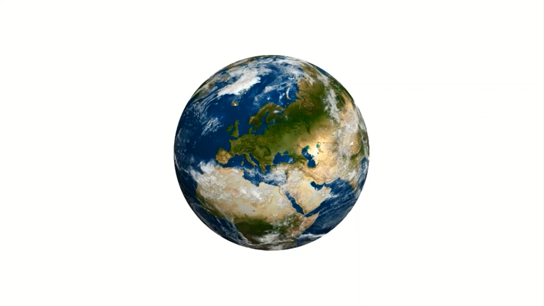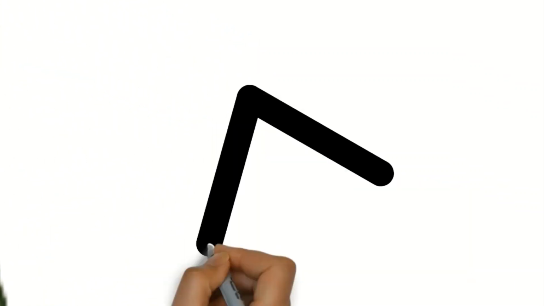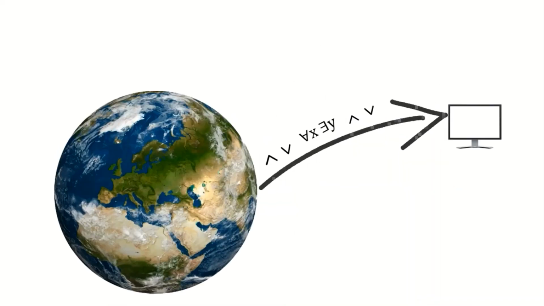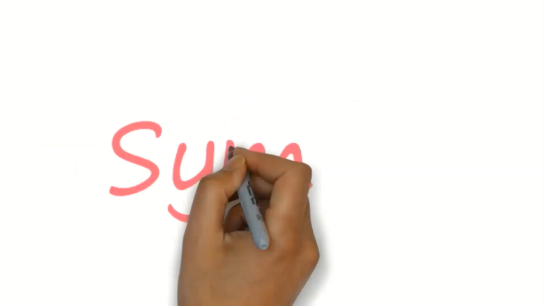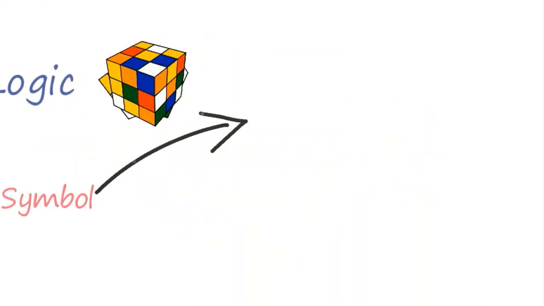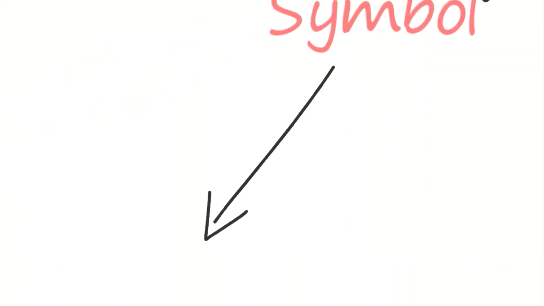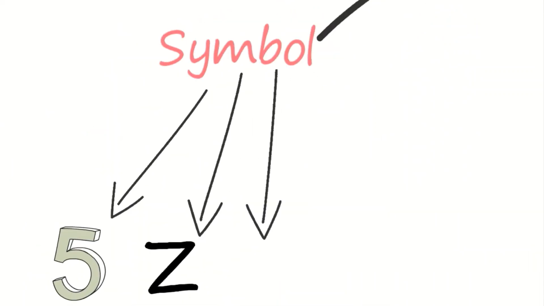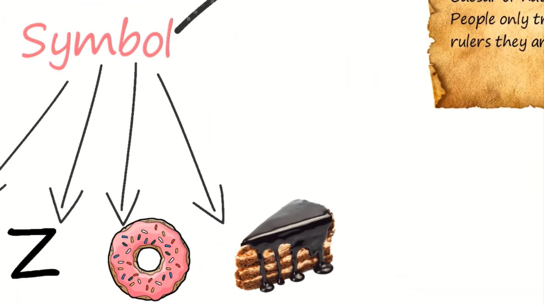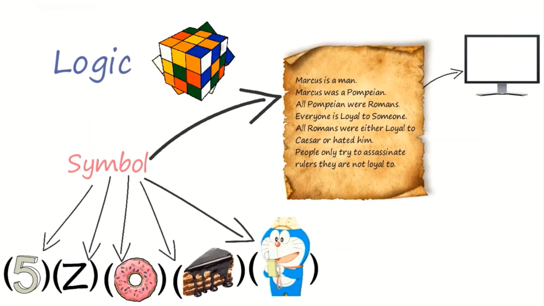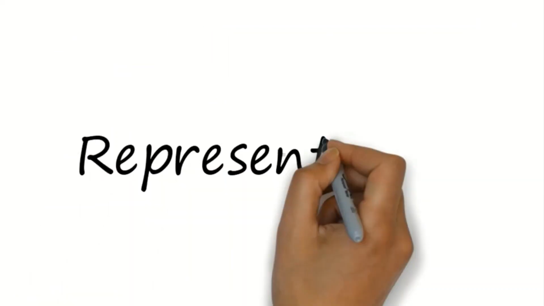So, all we have to do is represent the entire universe we care about as symbols in a computer. Therefore, logic is our problem solving technique and symbols are how we are going to represent the problem in a computer. Symbols can be anything in the universe: numbers, letters, donut, cake, Doraemon. One way we can visualize this is by writing symbols surrounded by parentheses. Let us now discuss symbol and relation.